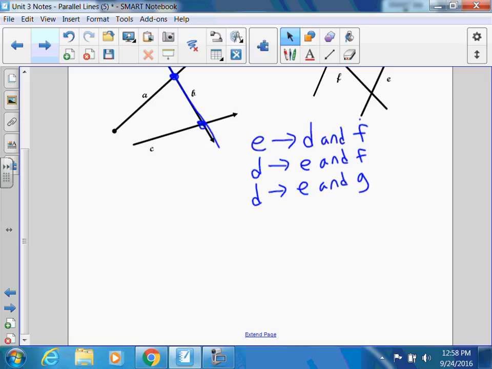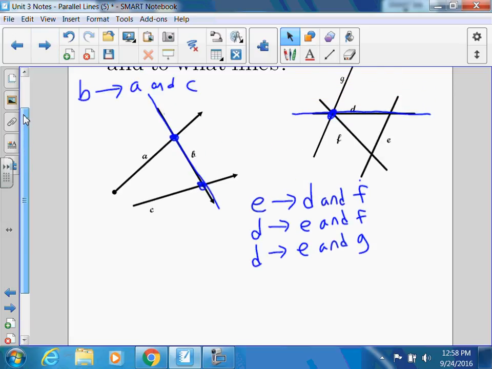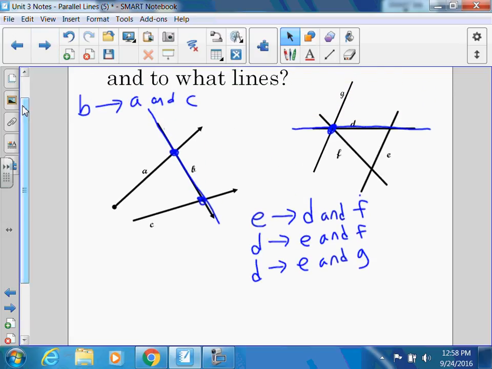Any other transversal lines here other than E and D? Well, let's look at G. Does G intersect two lines at different points? So here's G. G does intersect two lines. It intersects D and F, but it intersects D and F at the same point. So G cannot be a transversal line.